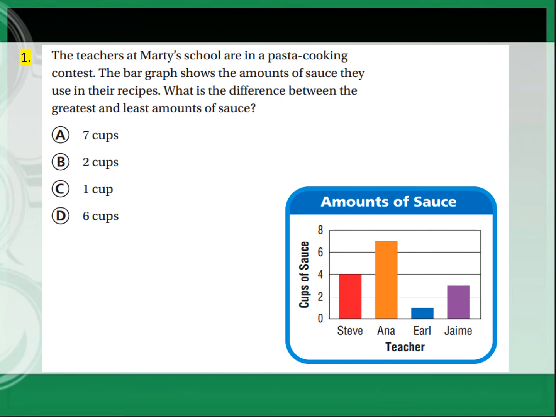Look at this question here. The teachers at Mary's school are in a pasta cooking contest. The bar graph shows the amounts of sauce they use in their recipes. What is the difference between the greatest and least amounts? Well, the greatest amount is Anna. The least amount is Earl. Earl has 1. Anna has 7. So how do I find the difference? 7 minus 1 gives me 6 cups. The answer is D.